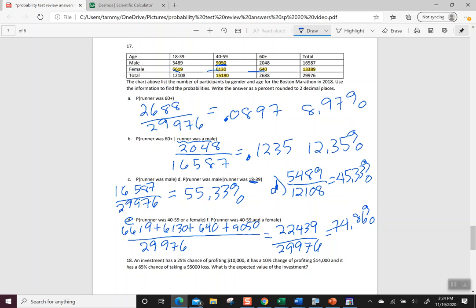The other part, and I kind of lost it in here with the room I have, but we'll make it work. It says a runner was 40 to 59 and female. So big difference between looking at or versus and. With the and, it means it meets both categories, so 40 to 59 and female. So this time it's only 6,130 of the 29,976 people. That comes out to be 20.45%. Kind of had to shove that in there though to make it work.